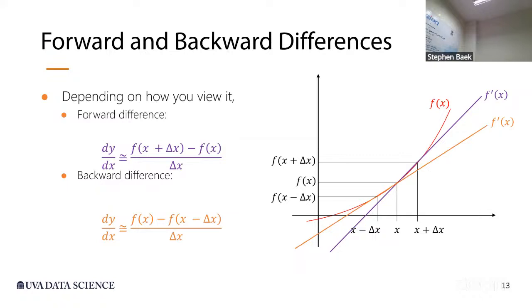Depending on how you view this, there can be many different ways of taking derivatives. For the forward difference, you go forward by delta x, subtract the function value at the current point, and divide by delta x. Backward difference is the opposite: you go back by delta x, subtract that value from the original f(x), and divide by delta x. That is another way of approximating the derivative dy/dx, called a backward difference because we're going back.